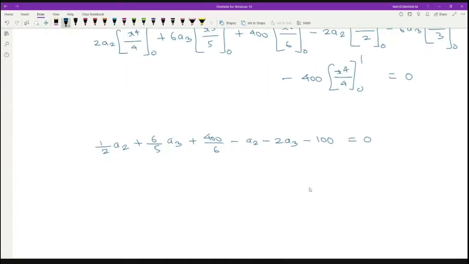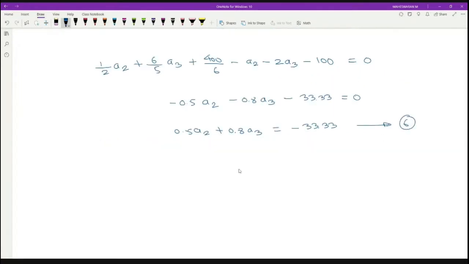So now what you'll get? You will get 0.5, right? So 1 by 2 is 0.5, 0.5 minus a2, so you'll get minus 0.5 a2 remaining. So you'll get 6 divided by 5 minus 2, right? So you're getting minus 0.8 a3. And this one, 400 divided by 6 minus 100, so you're getting minus 33.33.